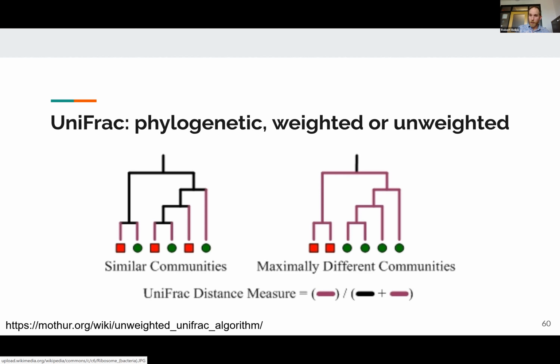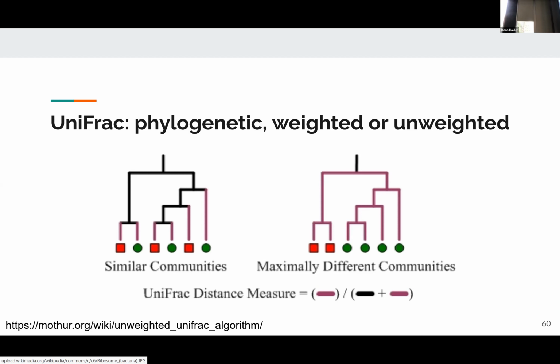On the right, the communities are completely phylogenetically separate, right? You can see that one clade in the tree has nothing but green circles, and the other clade in the tree has nothing but red. The branches are labeled or colored depending on whether they cover one community only or both.